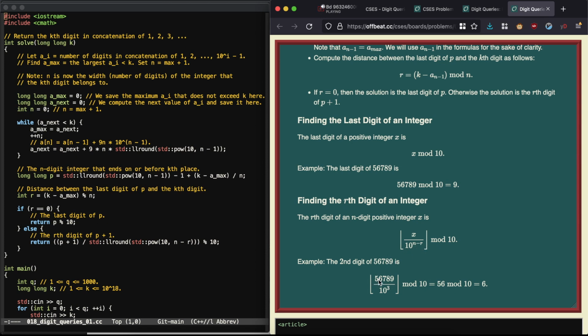And once we have got this 56, we just want to pick the last digit of 56 because we are interested in the rth digit only. And that we already know how to do. We just do a modulo 10. So 56 modulo 10 gives us 6. So that's the modulo 10 we are seeing in this place here.